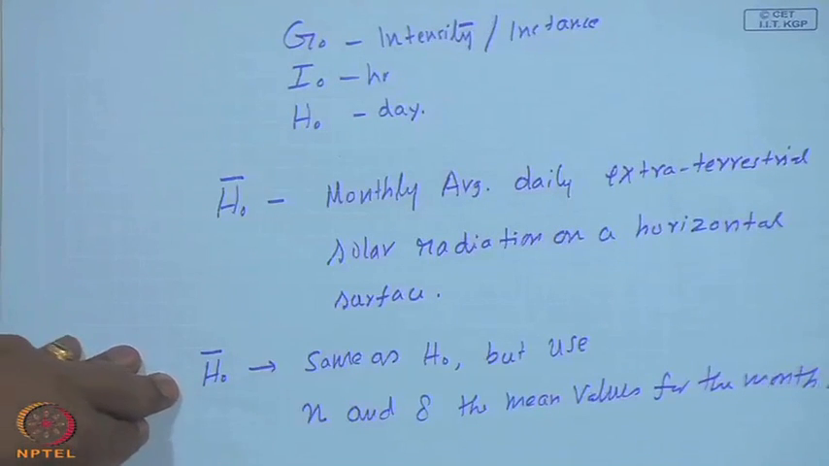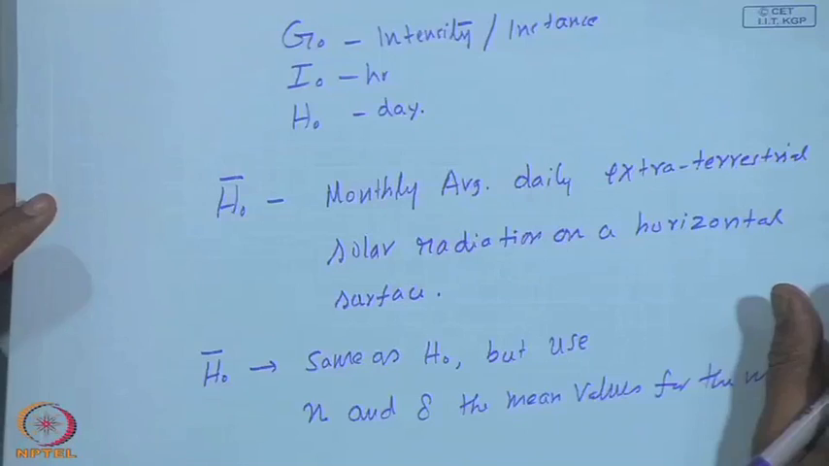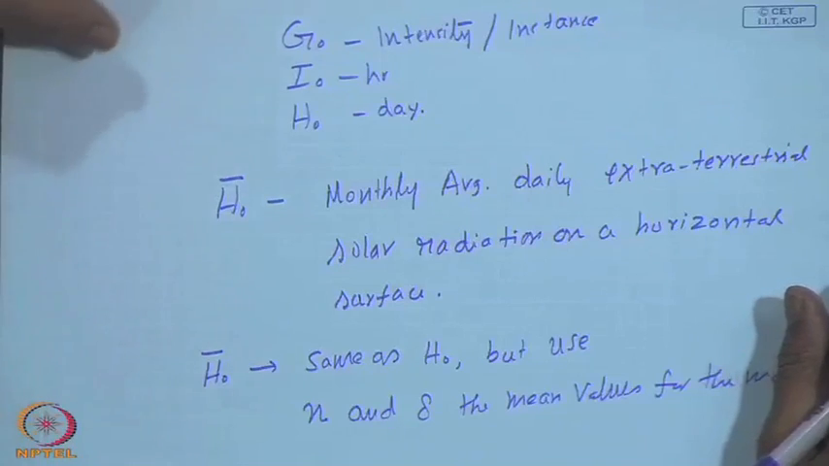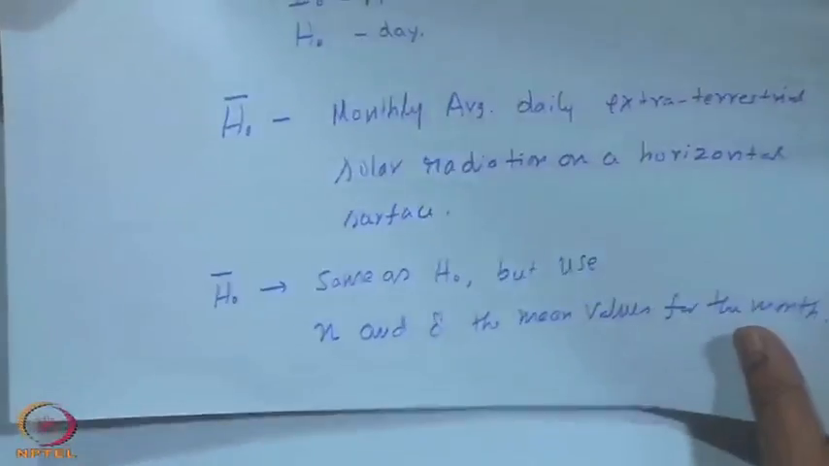So, H 0 bar has been defined as the summation of each daily extraterrestrial value divided by the number of days in the month, but that can be easily calculated with the same formula as H 0. You do not have to make 30 calculations and get the average. Fairly accurately you will get it if you choose the midday of the month and the corresponding declination.